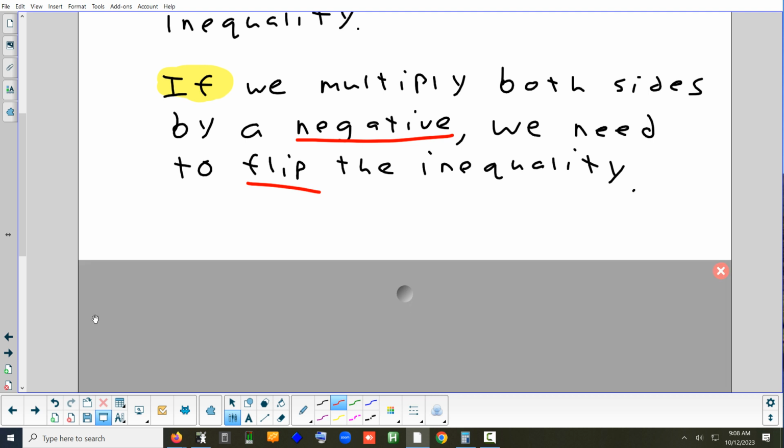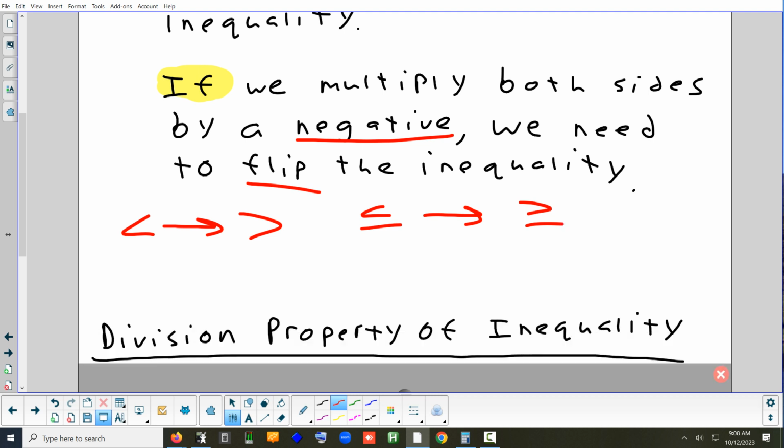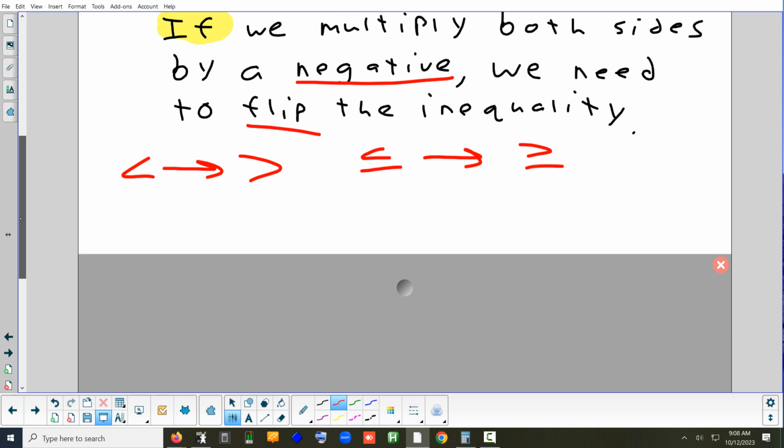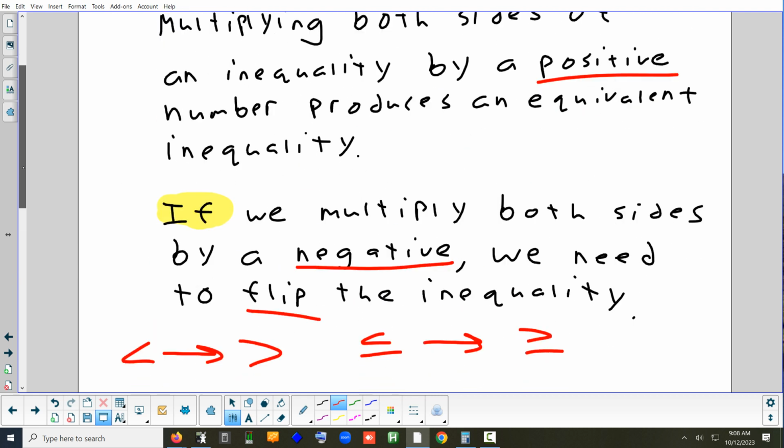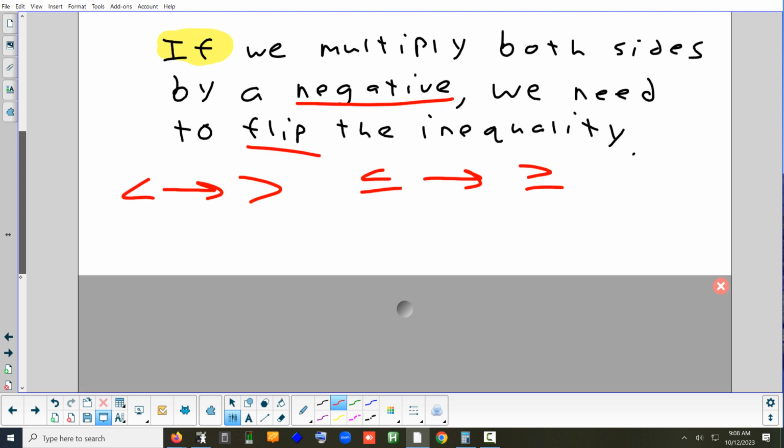Okay, so what does flip mean to do? Well, if it was a less than, then when you flip it, it becomes a greater than. Right? If it was a less than or equal to, and you flip it, it becomes a greater than or equal to. Right? You just literally make it point the other way. And we're going to have pretty much the same exact thing for division. I could just change this word to if we divide both sides by a negative instead of multiply. It's going to be the same thing.